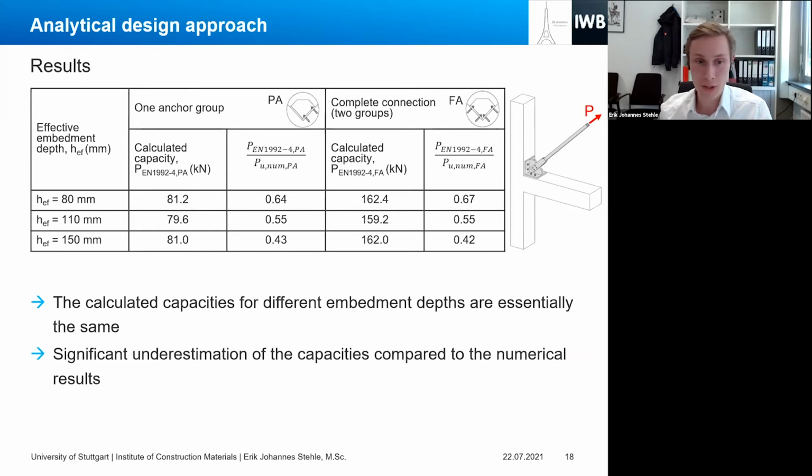But we could also see that, compared to the numerical capacities, the formulations given in Eurocode significantly underestimate the actual capacity. So it is very much on the conservative side, and the conservatism of the formulations in Eurocode, or this analytical approach, increases with increasing embedment depth of the anchors.